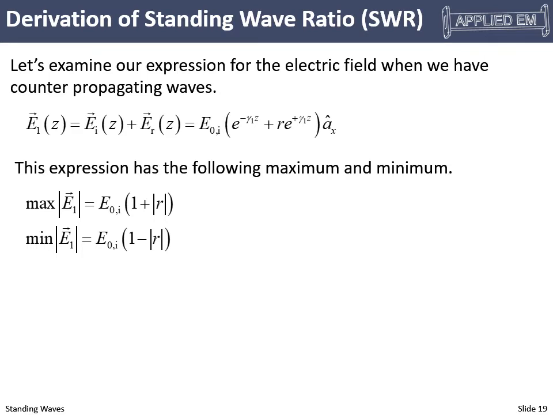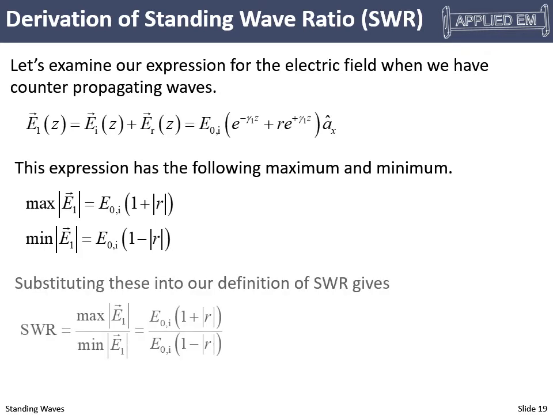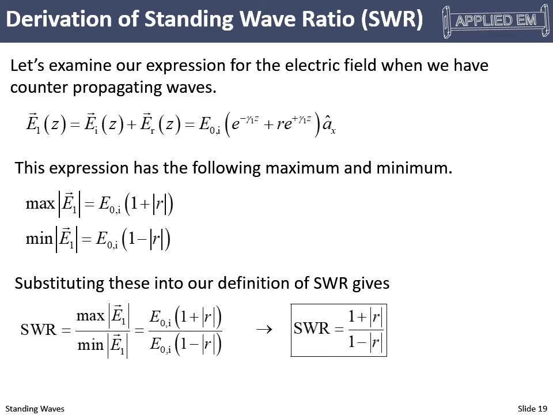Now that we have those expressions, we can plug those back into our definition for standing wave ratio. So the standing wave ratio is defined as the maximum value of the electric field divided by the minimum value. We now have expressions for that, and of course these two amplitude terms will cancel because they're the same. And we end up with our final equation for the definition of the standing wave ratio in terms of our reflection coefficient. So it already makes a little bit of sense. If we know the standing wave ratio, we could probably back calculate at least the magnitude of our reflection coefficient.